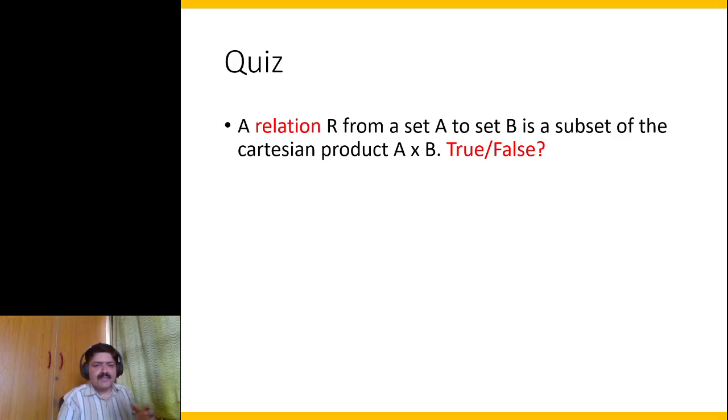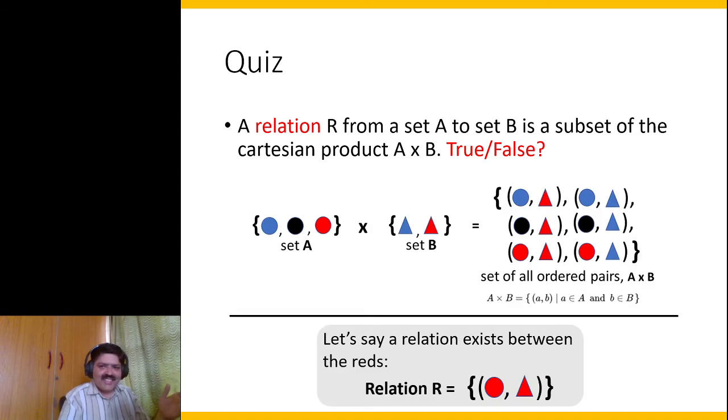So here is a quiz for you. A relation R from a set A to set B. So I believe you still remember the notion of functions and relations. So set A to set B is a subset of Cartesian product A cross B. True or false? If you said true, you should give a pat on your back, and that's absolutely correct.